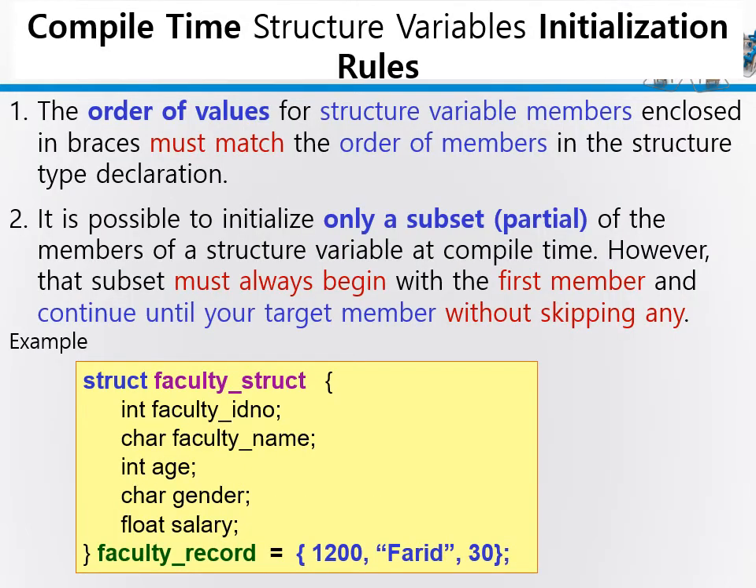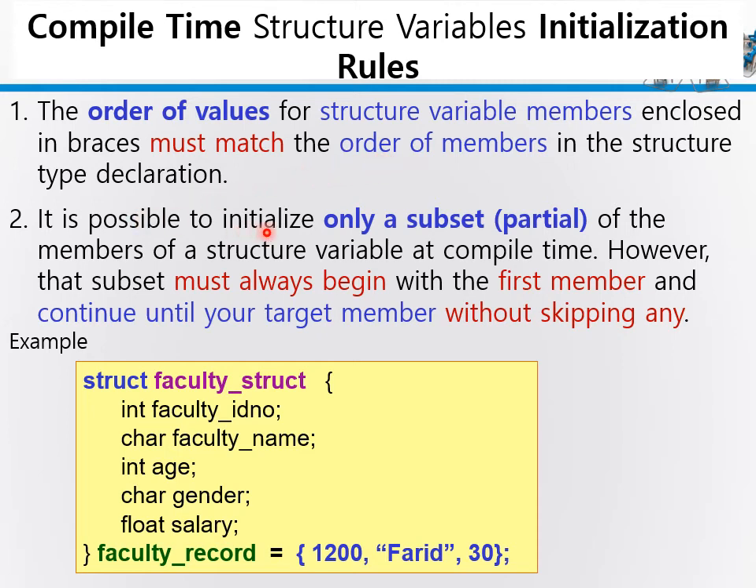Okay, for the compile time structure variable initialization rules, these are the rules that you need to follow. First one: the order of the values for structure variable members enclosed in braces must match the order of members in the structure type declaration. So the order must match the order in the type declaration.